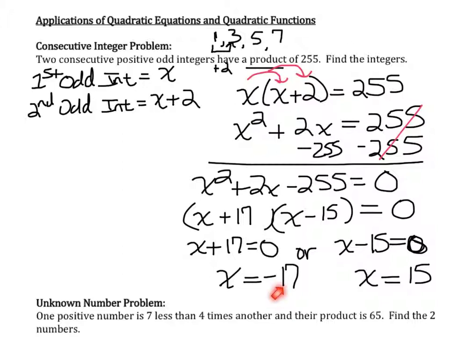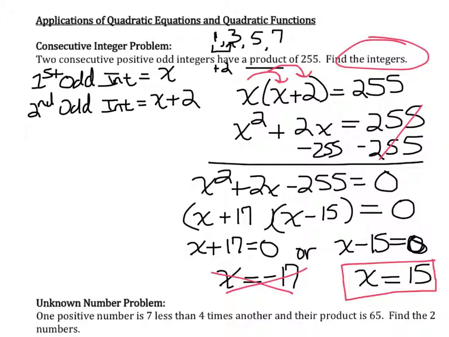It's not a negative value, a positive. It is a negative value, so it can't be part of my solution. Therefore, 15 is the x value that I'm looking for. Now, of course, I want to find the two integers, right? And since x represents my first odd integer, and I know that x equals 15, I know that 15 is an actual part of my solution.